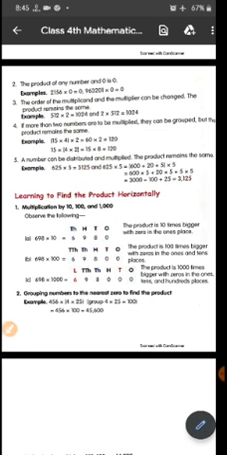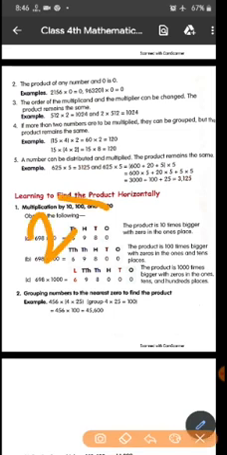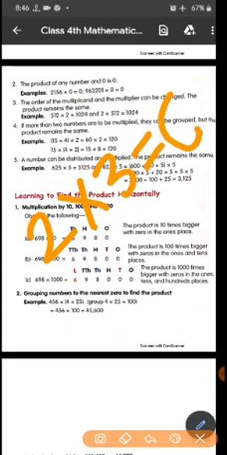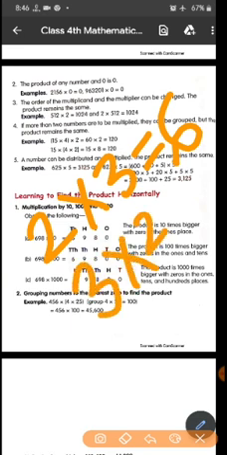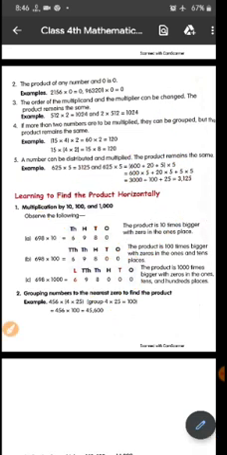For an example, let's see a small one, 2 into 3. 2 into 3 gives us 6. If we change the position of the multiplicand and multiplier, 3 into 2, this also gives us 6. So here we came to know that if the place of the multiplicand and multiplier is changed, the product remains the same.